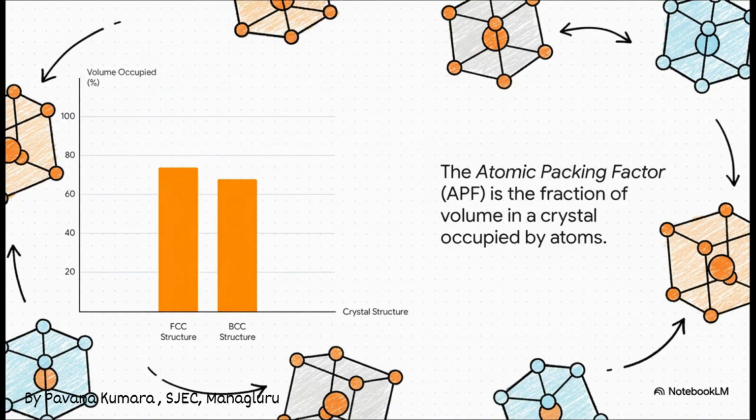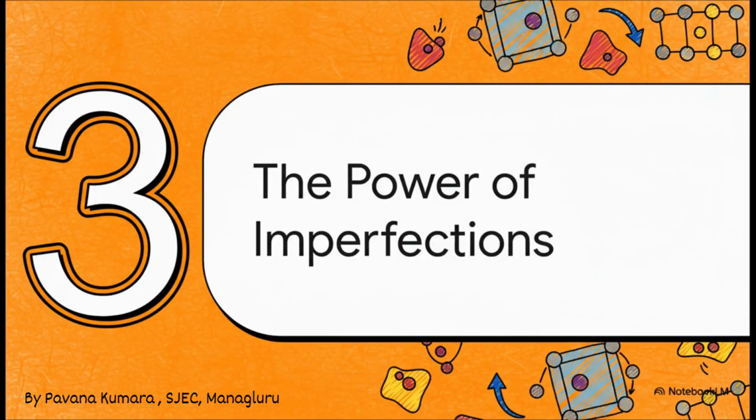Look at the FCC structure, the one you find in aluminum and copper. It fills up a whopping 74% of the total space with atoms. That's actually the most efficient way you can possibly pack spheres together. The BCC structure is a little less jam-packed at 68%, but still, that's a ton of atoms crammed into a tiny space.